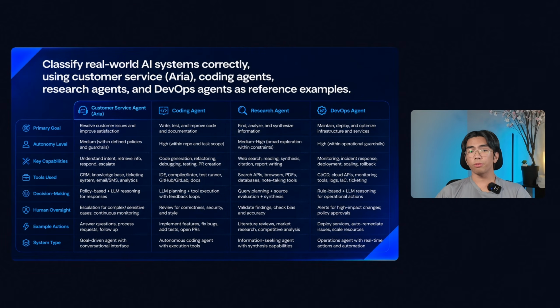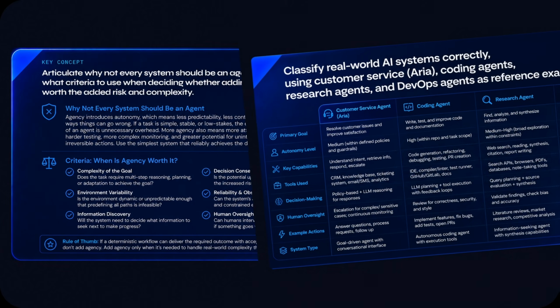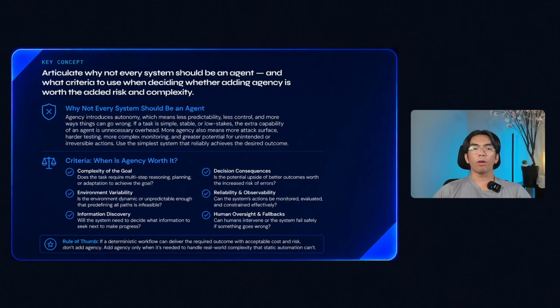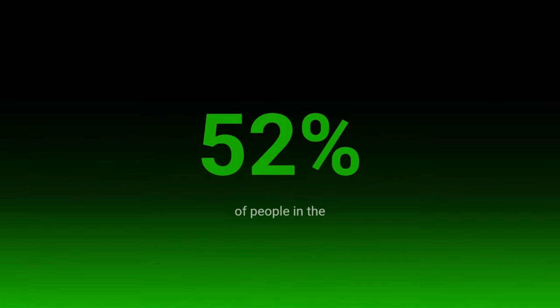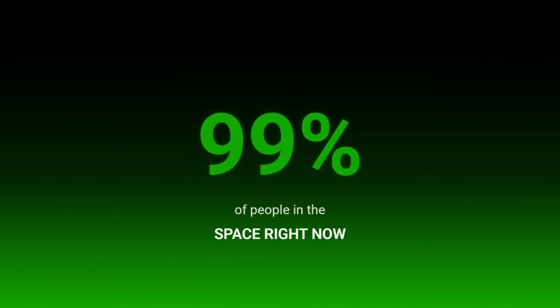You can classify real systems correctly using ARIA, coding agents, research agents, and DevOps as your reference points. And finally, maybe the most mature thing on this list, you can articulate why not every system should be an agent. And you've got real criteria for deciding whether adding agency is worth the extra risk and complexity. If you can do all that, you're genuinely ahead of most people working in this space. And when I say most, I mean like 99% of people in this space right now, including a lot of people who'd call themselves experts.